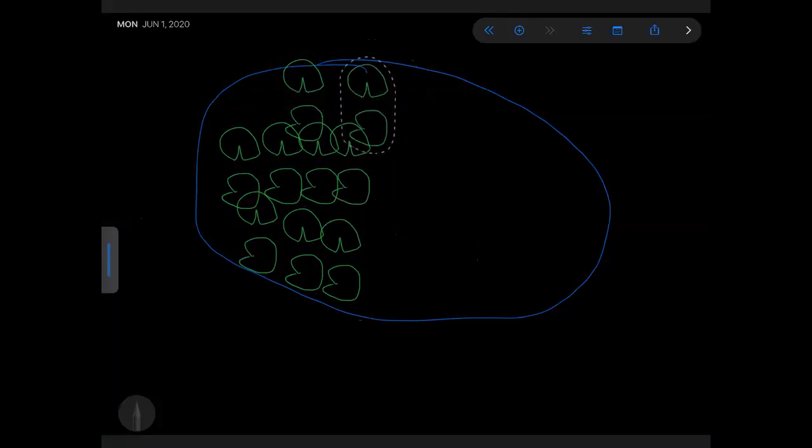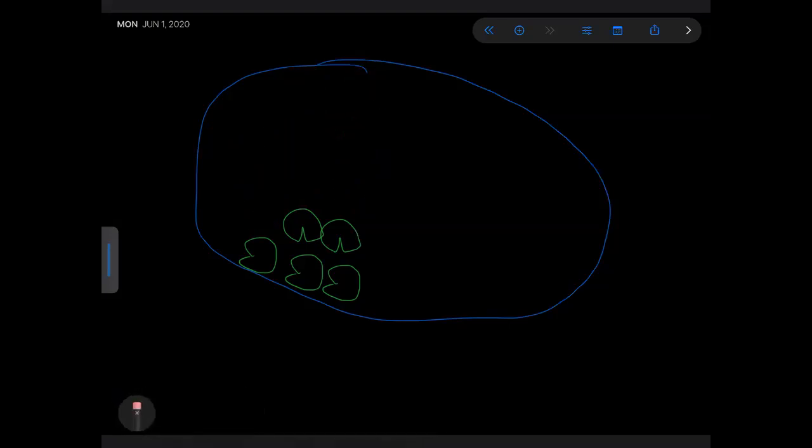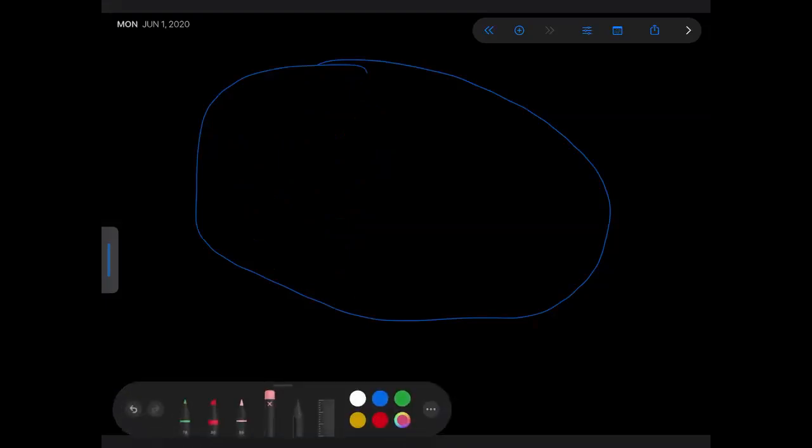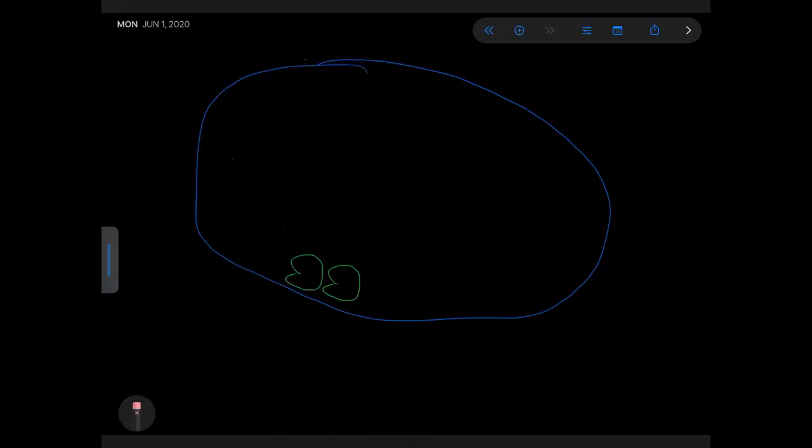The area of the lily pads doubles each day, right? In the next day, it will cover the entire pond. So the answer is 59. Now that's pretty straightforward, right? But what if instead of covering half of the pond, how many days will it take to cover, let's say 1% of the pond? How many days will it take to cover 1% of the pond?